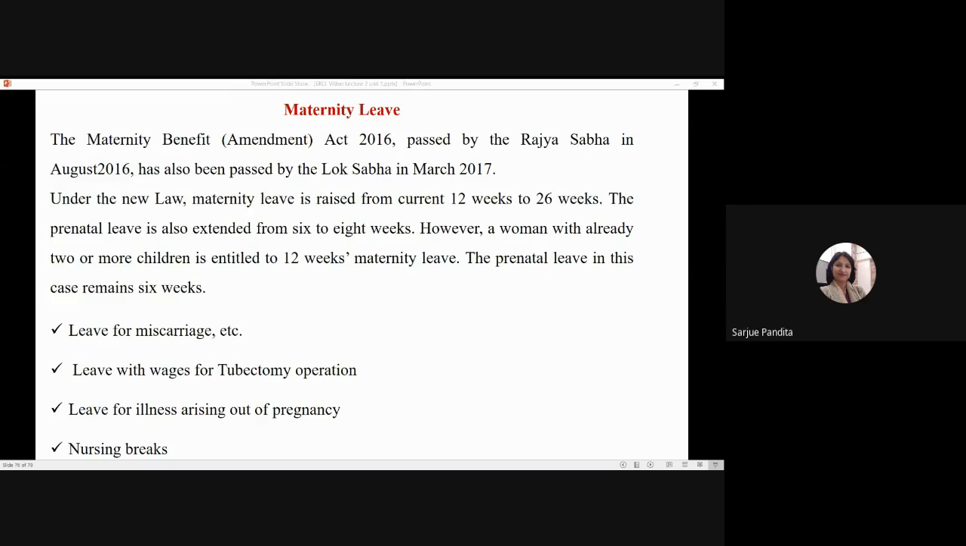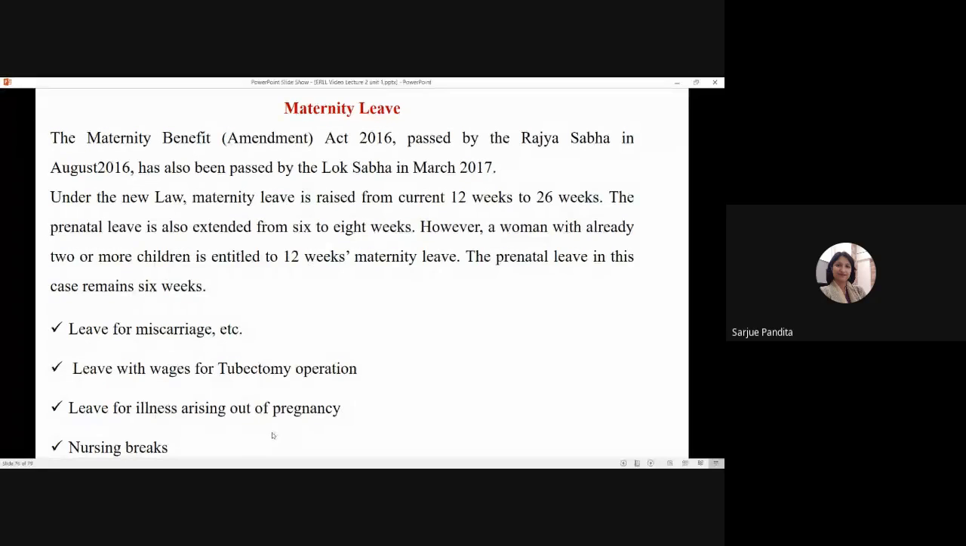Then this Act also gives provision of nursing breaks. Every woman delivered of a child who returns on duty after such delivery shall, in addition to the interval for rest allowed to her, be allowed in the course of her daily work 2 breaks of the prescribed duration for nursing or lactating the child until the child attains the age of 15 months. So, the Act also gives the provision for nursing breaks.